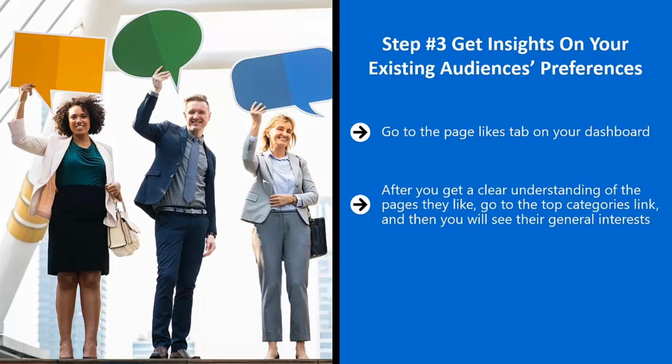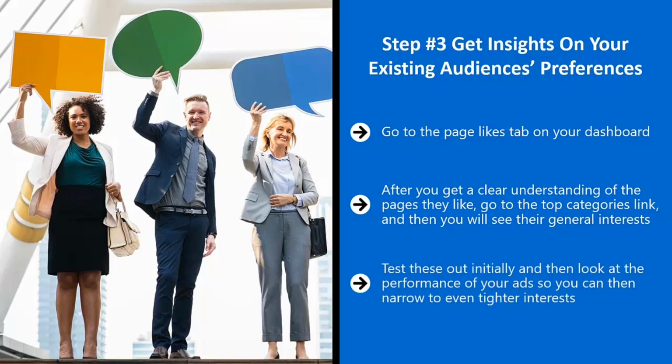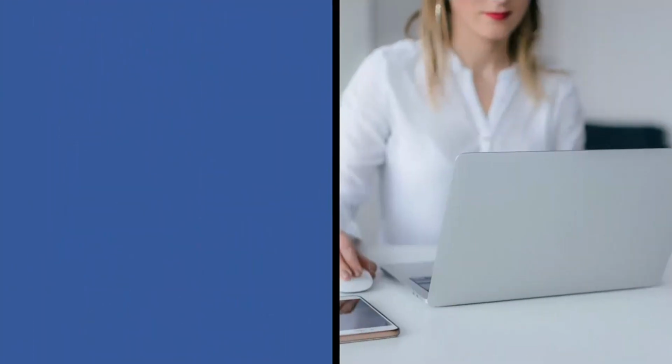After you get a clear understanding of the pages they like, go to the top categories link, and then you will see their general interests. The key here is to start with the general interests of people on Facebook that may have something to do with your target niche. Test these out initially and then look at the performance of your ads so you can then narrow to even tighter interests. Please note that when you click on the Page Likes tab, you can see existing pages on Facebook that already attract the audience you're interested in.